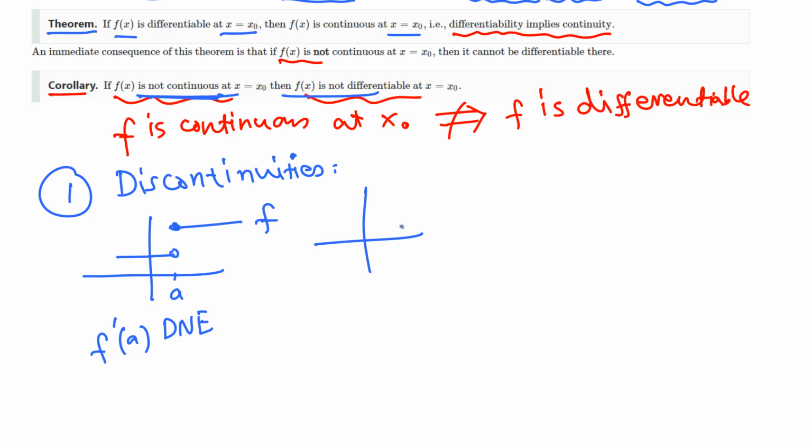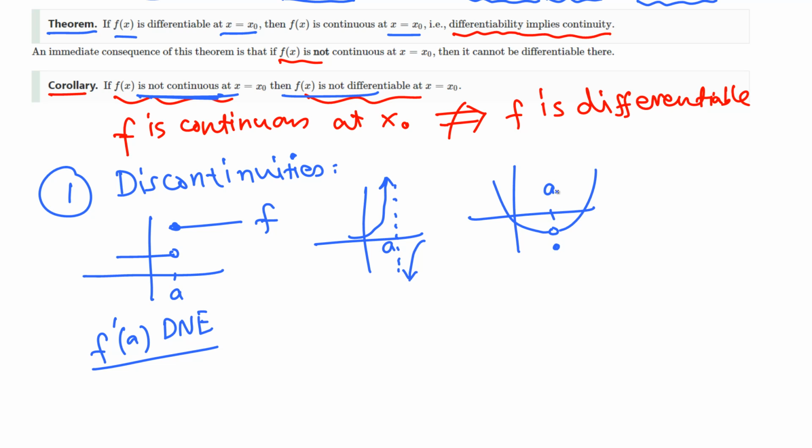Or we can have some type of infinite discontinuity. It's going here at some value A, going here, same thing. The derivative at A does not exist because we have infinite discontinuity. And sometimes we can have a removable discontinuity like here. That's the hole in the graph. That means the derivative at this point A does not exist. So if the function is not continuous, it's not differentiable.